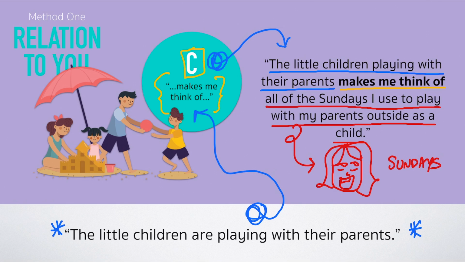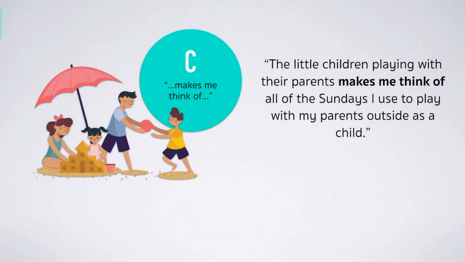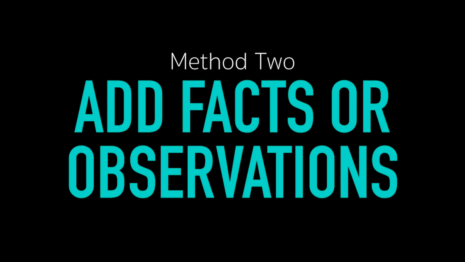Okay, so again, you've added two simple sentences and made them one complex long English sentence. All right, great job. Now, method 2. Add facts or observations. All right, so this is what we're going to do.